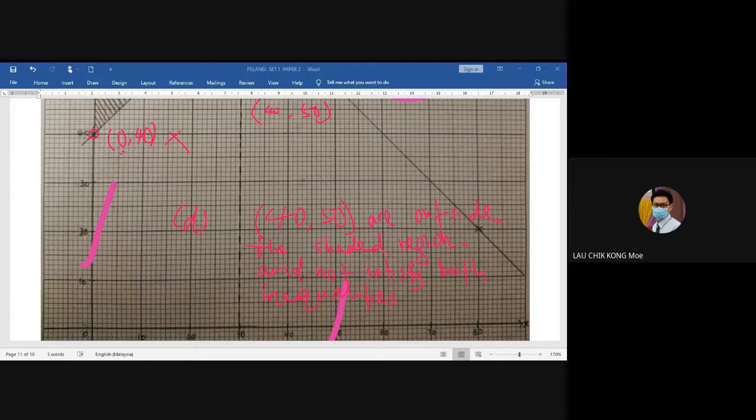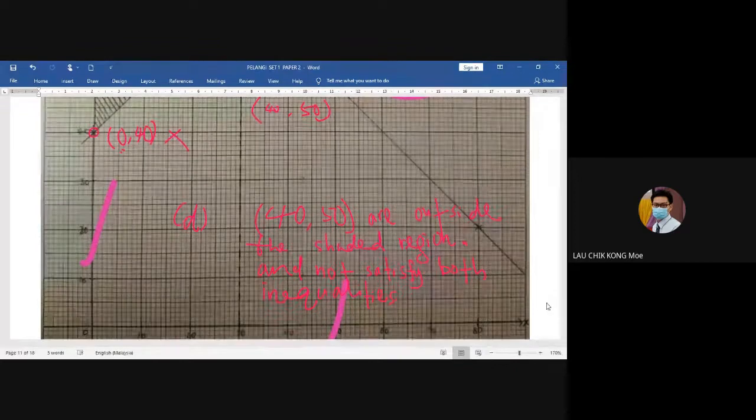Question 16. Okay, so write down. After that, we go to question 16. If you are wrong, please do the corrections.